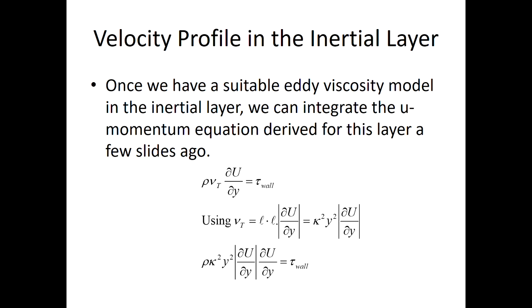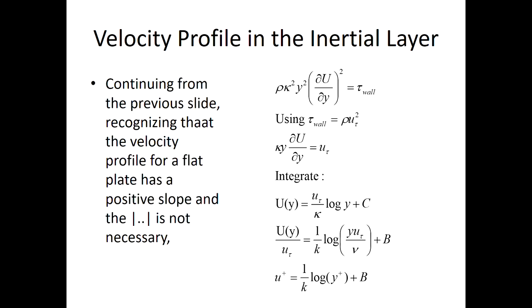So when you put it in here, you get rho kappa squared y squared times du dy. This is from the eddy viscosity. Then this is the other du dy, equal to tau at the wall. Now for a flat plate, this du dy is a positive number. Therefore, no need to take an absolute value, so you could just say du dy. Here you have du dy, therefore this whole thing is du dy squared. Okay, that's shown up here.